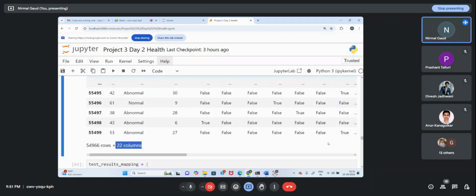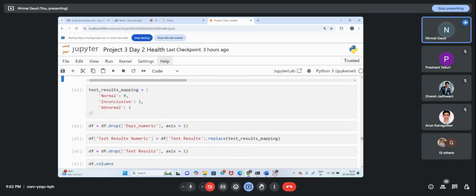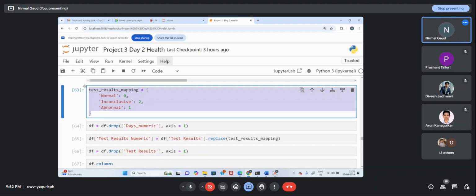Okay, fine. So that's what I did, and then for test results I did a mapping. Here also I am not directly using label encode. Normal is zero, inconclusive is two, abnormal is one. I'm still not using label encoding here because they are not labels. Normal, abnormal, inconclusive. Though if I used label encoding, I would get the same result, but we should be technically correct. So what I did is I mapped: normal means zero, abnormal means one, and inconclusive means two.